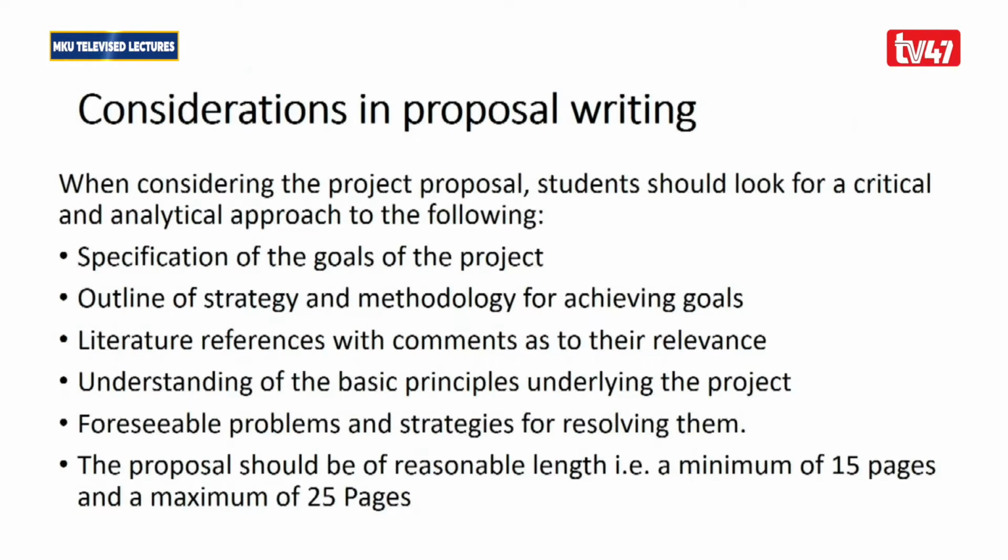How are you going to achieve the goals you have identified previously? Is it doable? Is it unrealistic? You need to have an approach, a way, a plan on how you will be able to meet the goals that you have specified. Then you need to have literature references with comments on their relevance. So you need to know what literature is available already about what you want to do. How are you going to get that literature? How are you going to find the information that is required of you about that particular item you are intending to do? Then you need to have a basic understanding of the principles underlying the project.